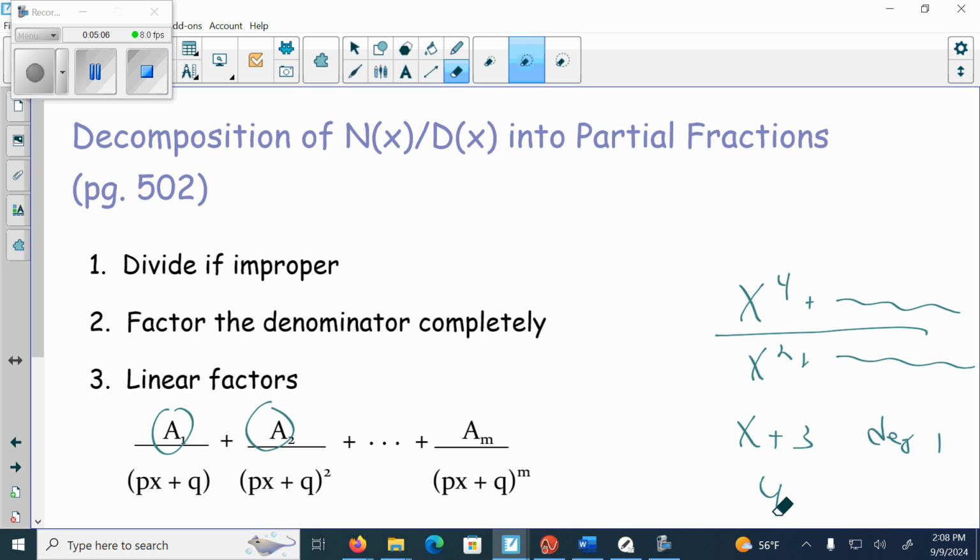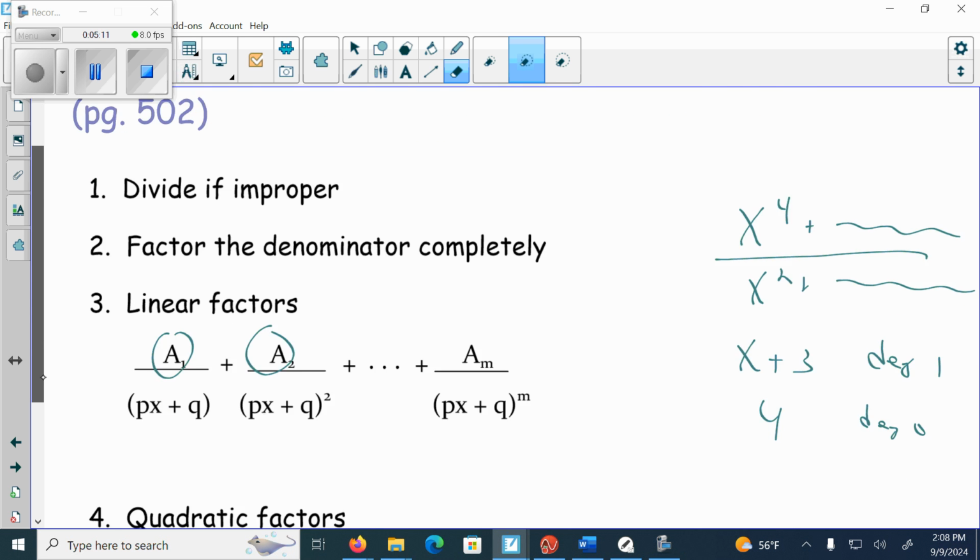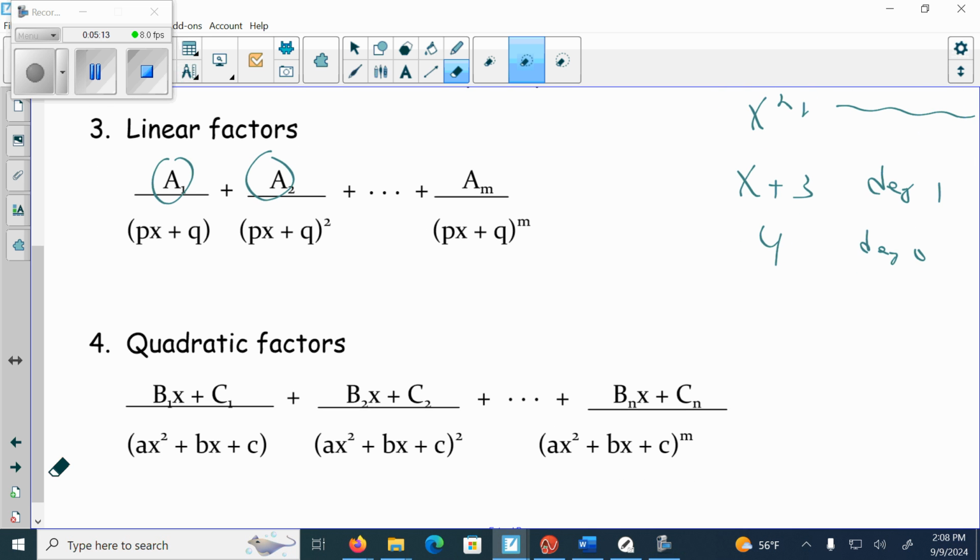So that has a degree of 0. And then I can have linear factors. I can have quadratic factors. If I have a quadratic factor, what's the degree of the quadratic factors? Francesca. Quadratic equation, what's the degree? 2. So these would have a degree of 2.